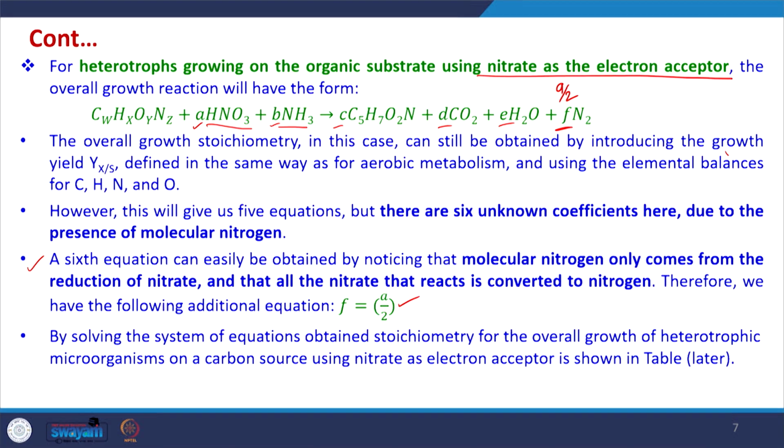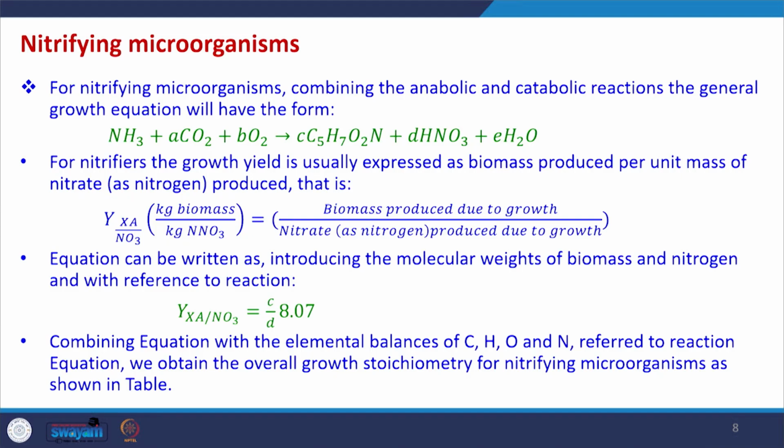So, overall growth of the heterotrophic microorganism on a carbon source using nitrate as an electron acceptor can be written as shown in the later table. Now, there is another condition where we have nitrifying microorganism. For nitrifying microorganism, combining the anabolic and catabolic reactions, the general growth equation will have the form of this.